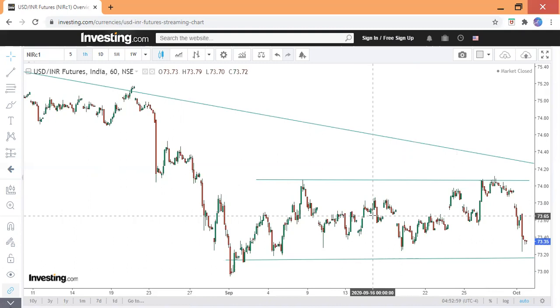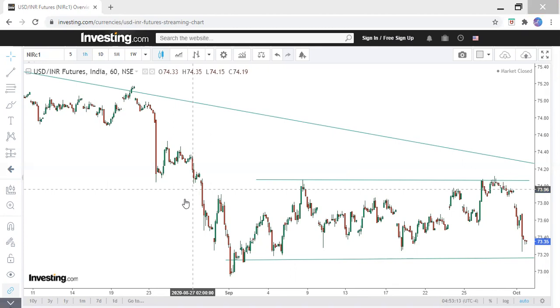I'll show you with the options data as well. So any question in the charting, I'm ready to explain, please. Hello friends, any question in the charting? I'm ready to explain.